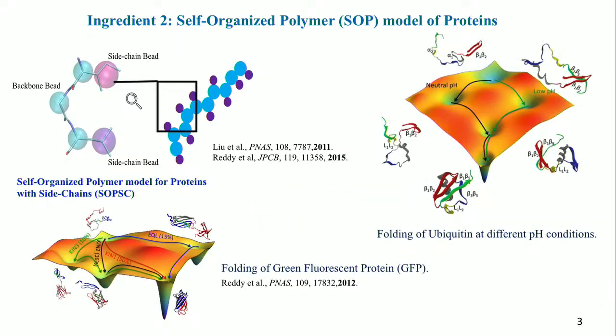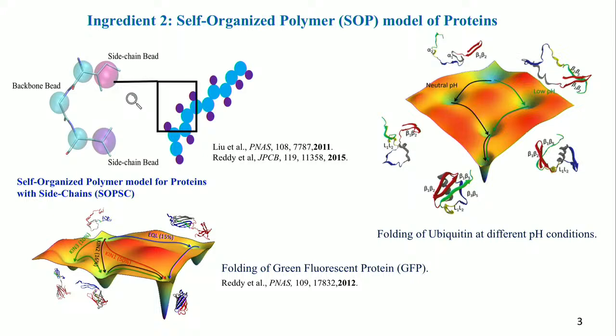And this is actually a very well-established model, which Dave's group and others have used extensively to look at protein folding problems. For example, here what I show is the folding of ubiquitin. They were able to show that it follows different folding pathways based on the pH conditions.